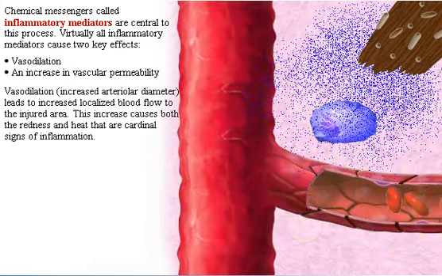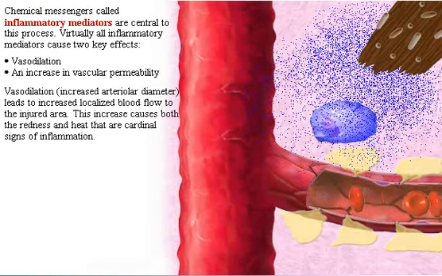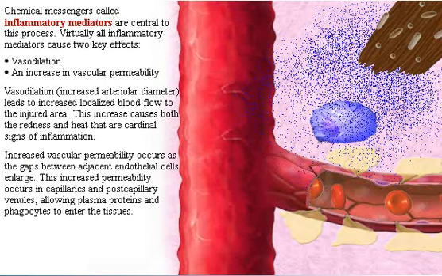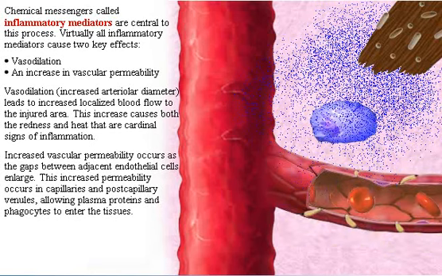Vasodilation, or increased arteriolar diameter, leads to increased localized blood flow to the injured area. This increase causes both the redness and heat that are cardinal signs of inflammation. Increased vascular permeability occurs as the gaps between adjacent endothelial cells enlarge. This increased permeability occurs in capillaries and post-capillary venules, allowing plasma proteins and phagocytes to enter the tissues.